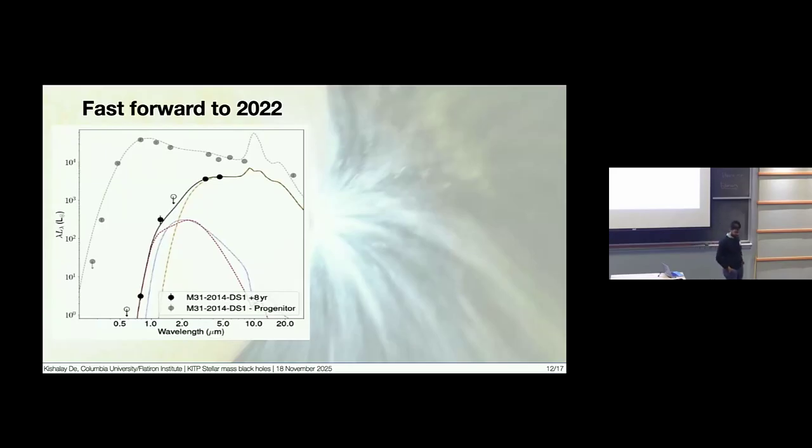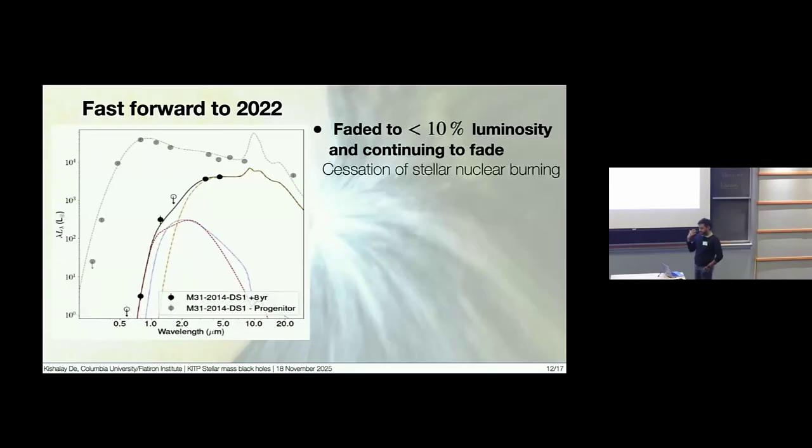Turns out that when you do this calculation, there are 3 things that you can derive fairly reliably. One is that this source is fading, it's disappearing, and it's currently faded to less than 10% of what the progenitor was, so it's already gone. And this is what leads us to believe that the star is really not there anymore. Whatever was powering the central luminosity source, 10^5 solar luminosities, it's really not there in the center of the star anymore.